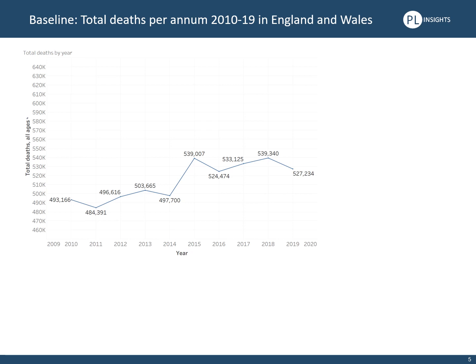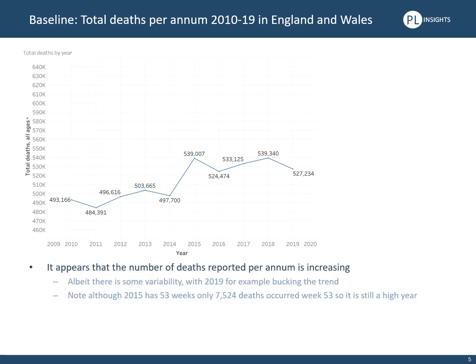So that we can see that in 2010 we had 493,166 deaths reported. 2011 it was slightly lower at just over 484,000, but then it starts to rise, 496,503, slight dip there. We can see 2015 is a particularly high year, 539,000.